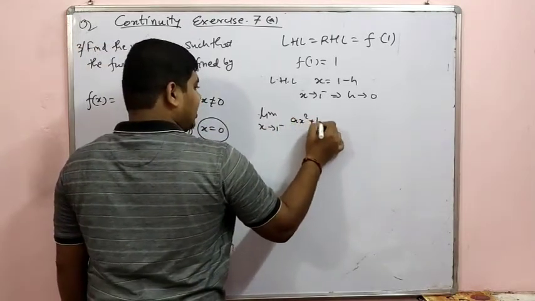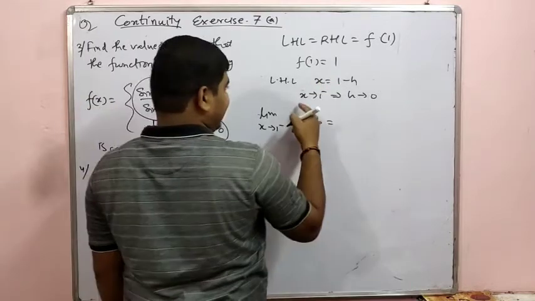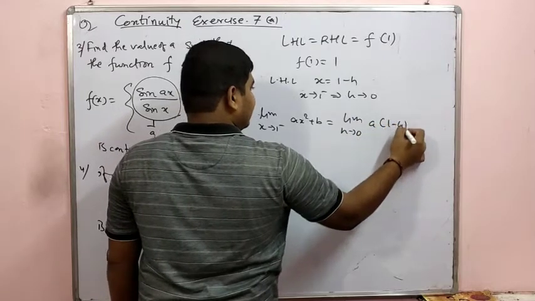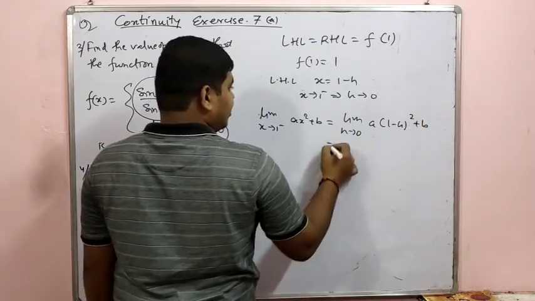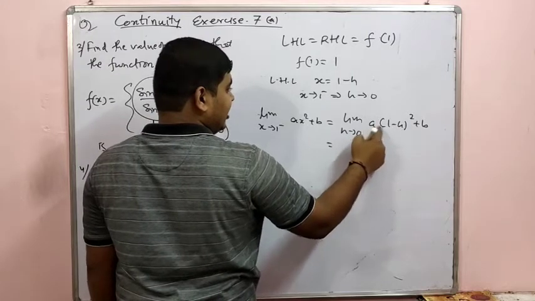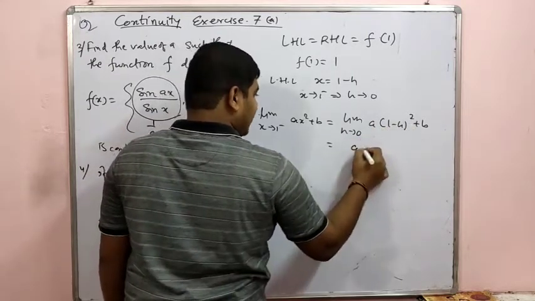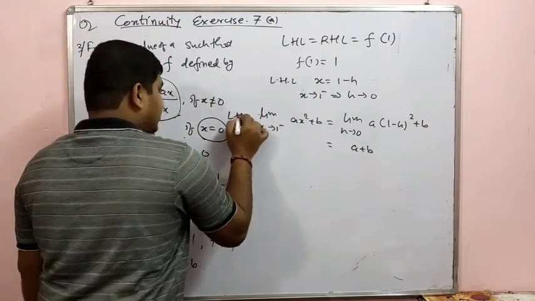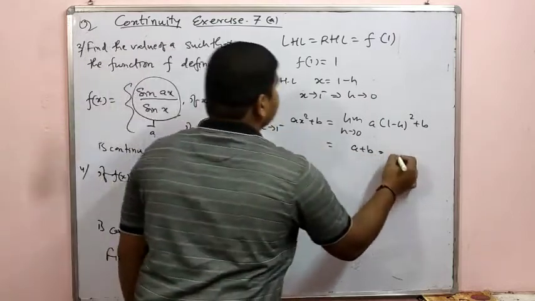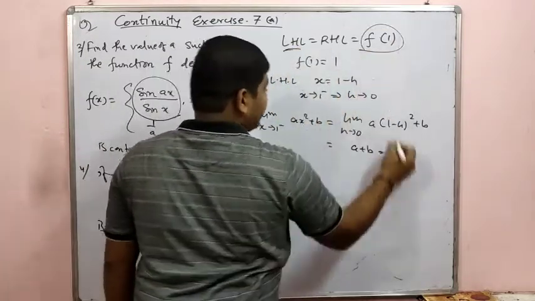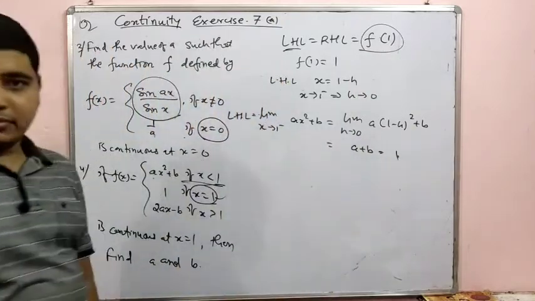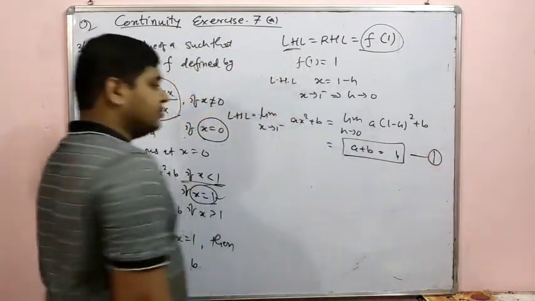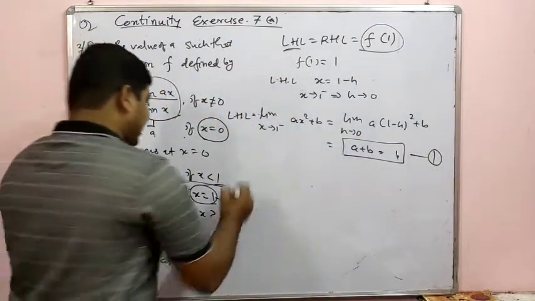Ax square plus b. Now put the value of x, with x tends to 1 minus. So this is equal to limit h tends to 0 a into 1 minus h the whole square plus b. And which is equal to, when we put h as 0, a into 1 plus b. So a plus b. And this left hand limit is equal to f of 1 which is equal to 1. Okay, so a plus b is equal to 1. We have the first equation. Equation 1.